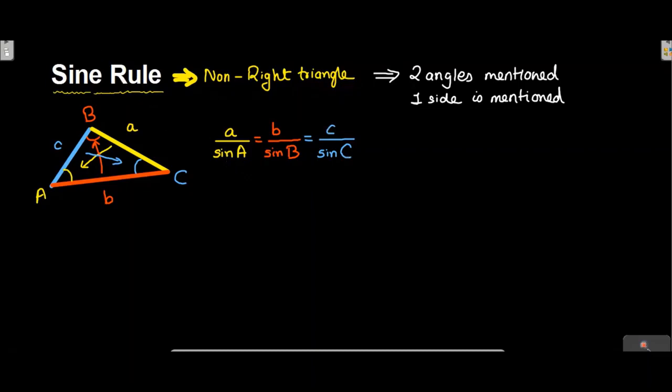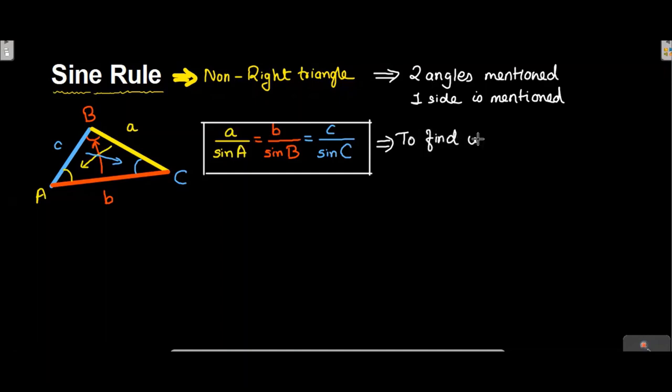Remember one thing: if the formula has the sides in the numerator, small letters a, b, c, we use this formula if the question is asking you to find an unknown length, an unknown side.